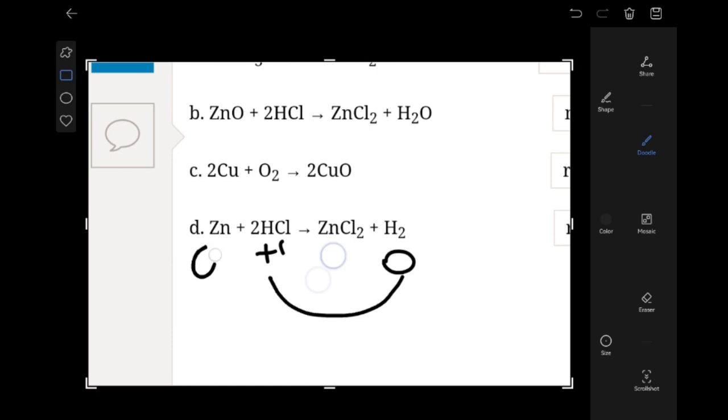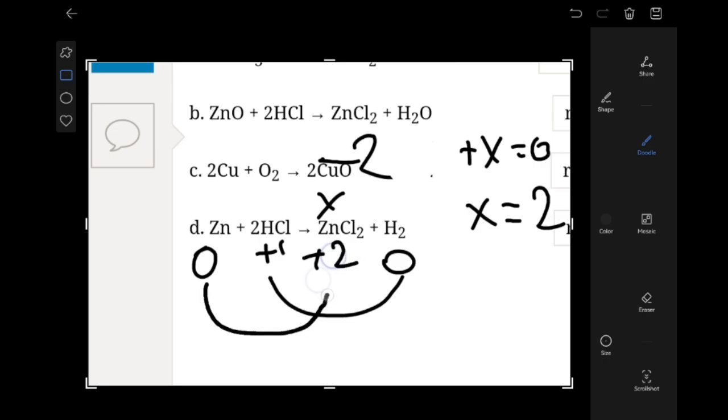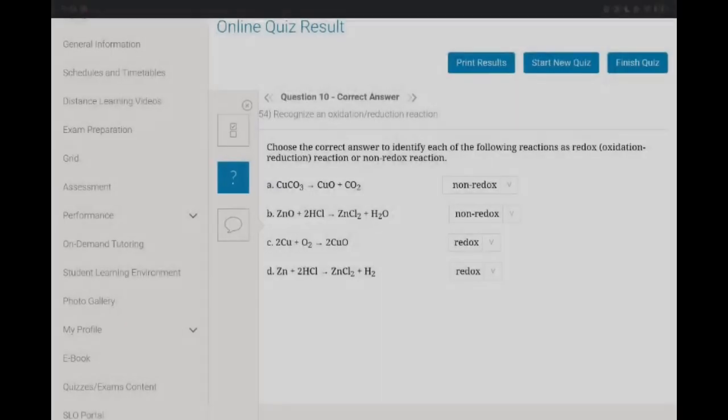So now we check the zinc. The zinc here is 0. We know Cl is -1, and you have Cl2. So look, do 2 times -1 plus X, which we're gonna keep as the zinc, equals 0. So that means X is equal to +2, right? Because then it's gonna become -2. X is +2. So that means the zinc went from 0 to +2, and the H went down. So one got reduced and one got oxidized. So it's oxidation reduction.